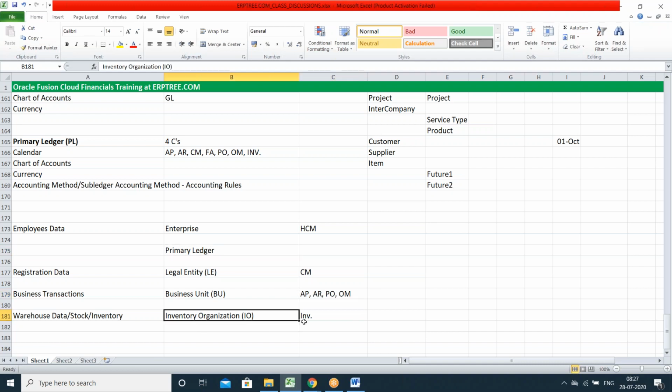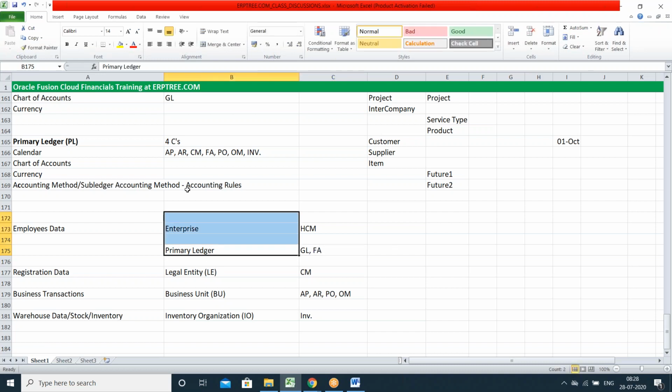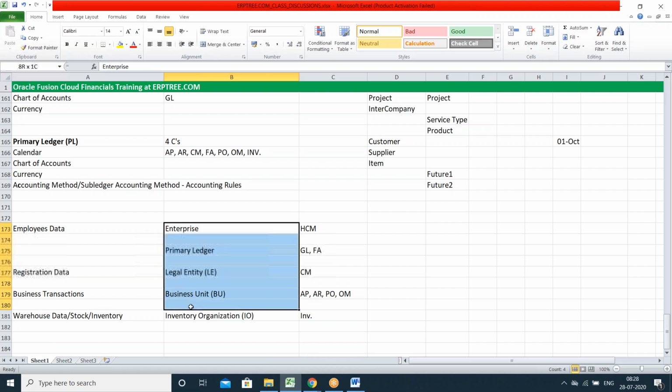Within the inventory organization, with the help of inventory, if you want to record any warehouse related data or warehouse related transactions, we need primary ledger. So primary ledger, as per our application, we maintain GL application and FA application at primary ledger level. So this is how we can maintain the different applications in the different levels.